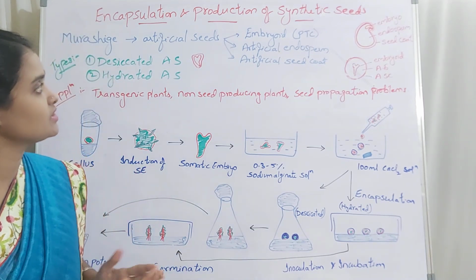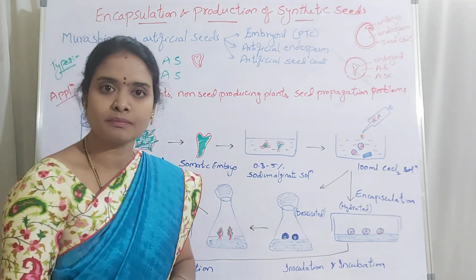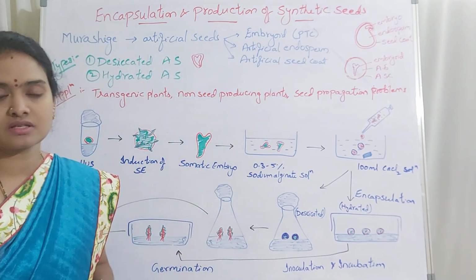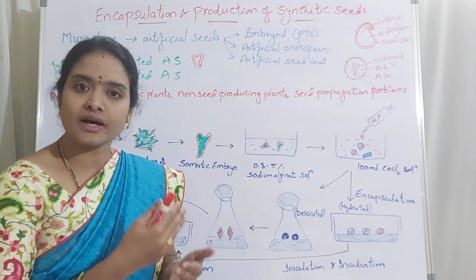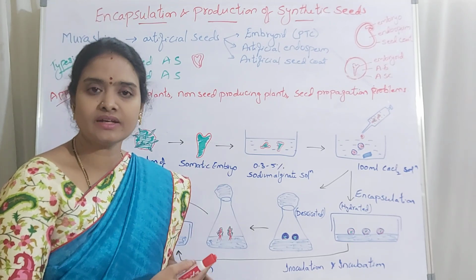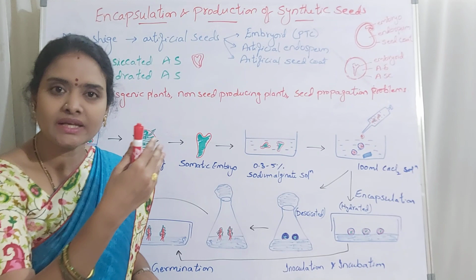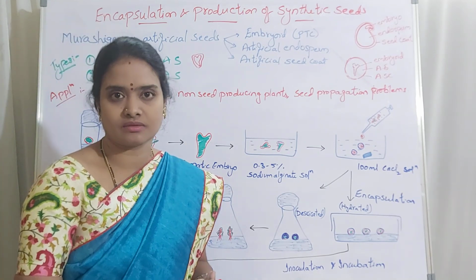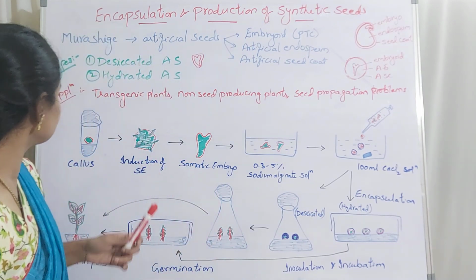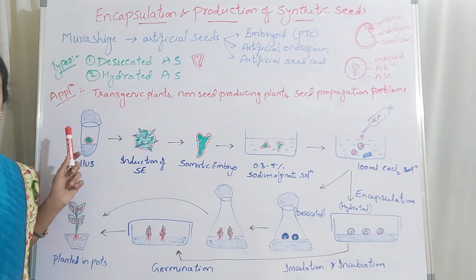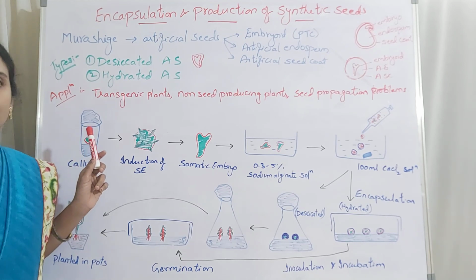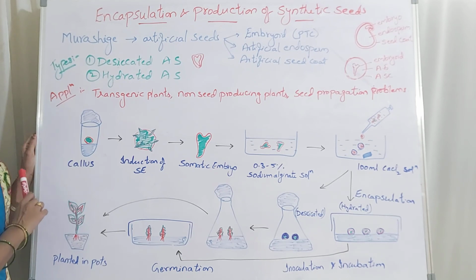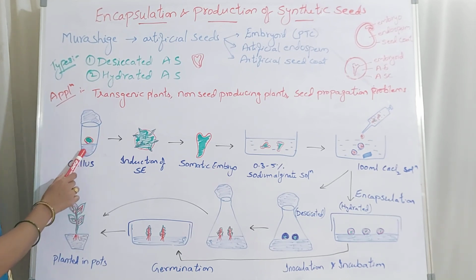What is the difference between somatic cells and gametic cells? Gametic cells are your ovules and the pollen grains. Whereas somatic cells are other than these two cells, right? Other than the gametic cells, the complete plant body consists of somatic cells. So any tissue you can take, right? Select any tissue from the plant apart from ovules and the pollen grains. Then you just culture them in plant tissue culture media so that you get a callus.